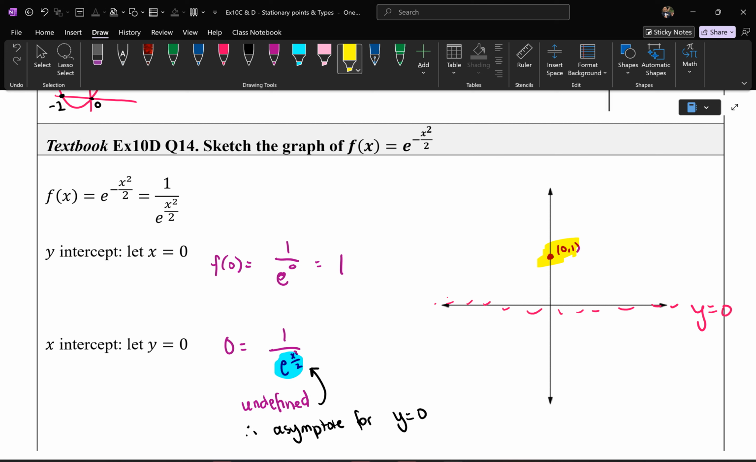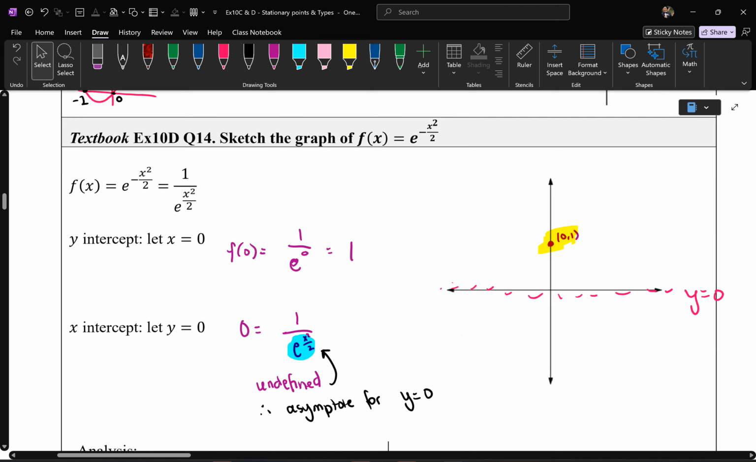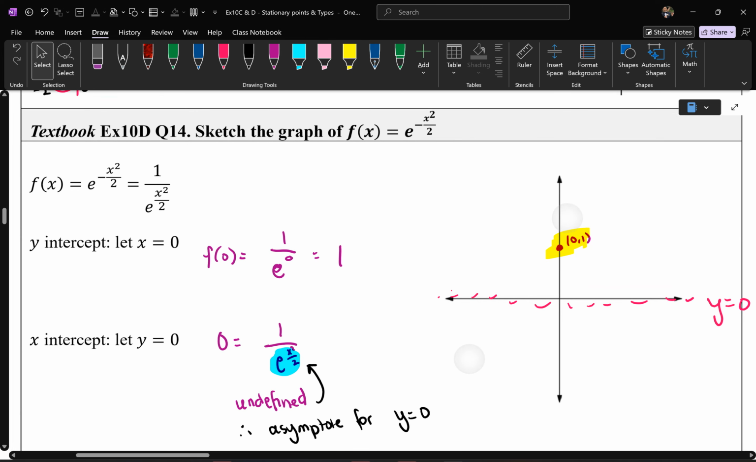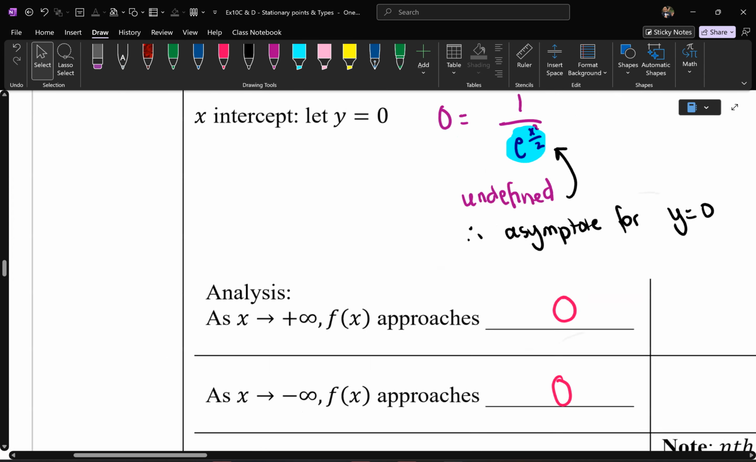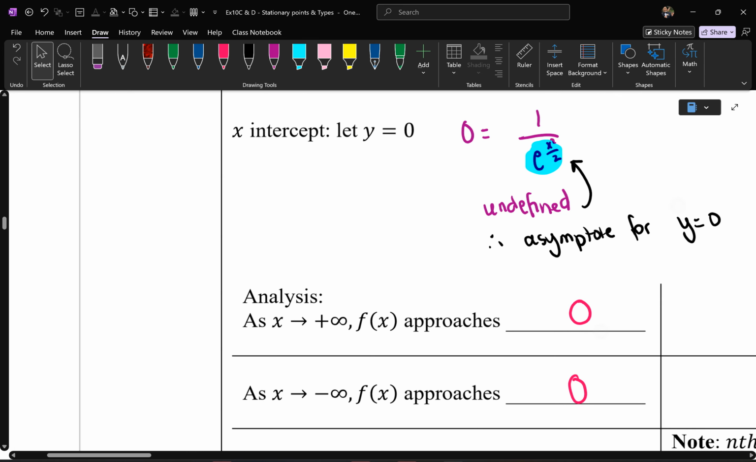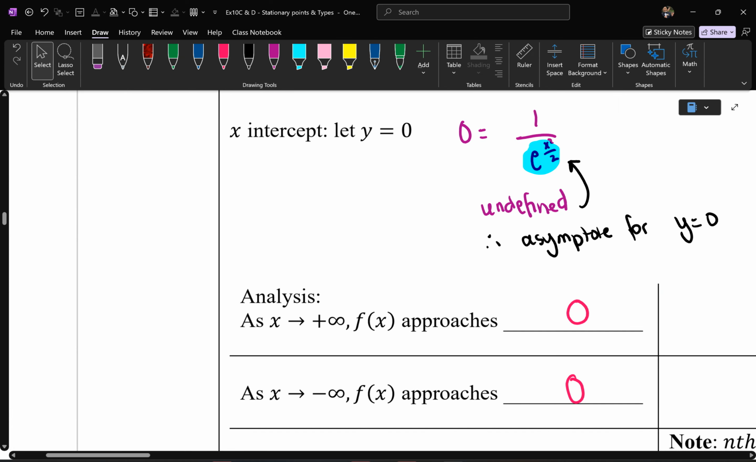Doesn't make sense. Or you can think of it as 1 divided by something. Every time you do 1 divided by something, it can never equal 0. Okay, so hence, that tells me I should have an asymptote at y equals 0. So you should never touch the x-axis. Hands up if you've got at least those two properties there. All right, very good. And then the analysis comes in. Most of you should be able to pick up on this with a bit of analysis.